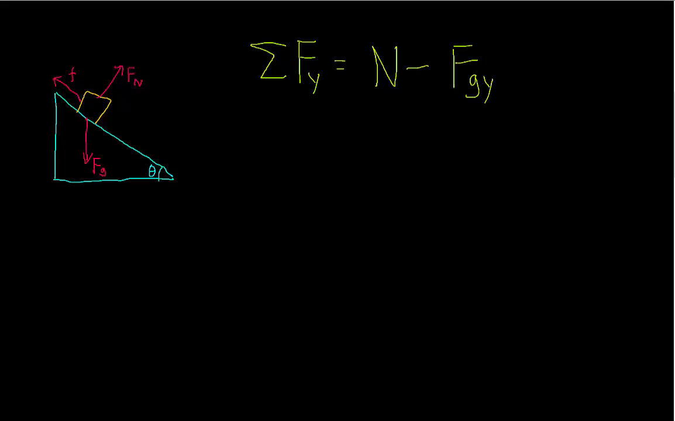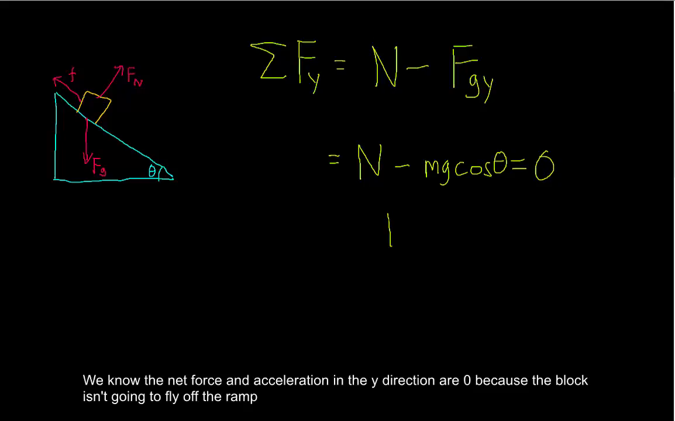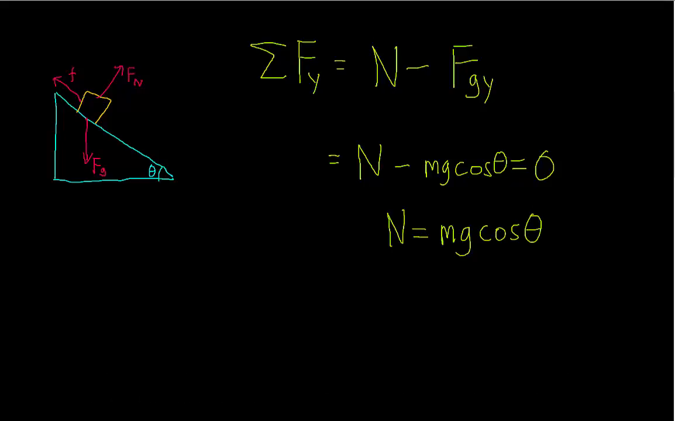So in the y direction, we have the normal force pointing up along the y-axis, and then the y component of gravity in the opposite direction. So we can solve for the normal force because we just found the y component of gravity. So the normal force is exactly equal to the y component of gravity because no other forces are acting along the y-axis.